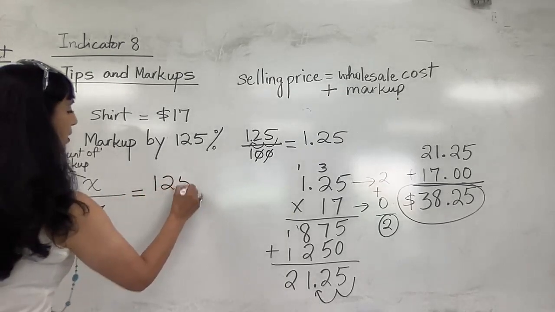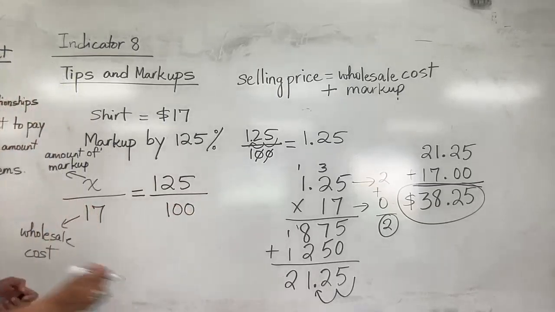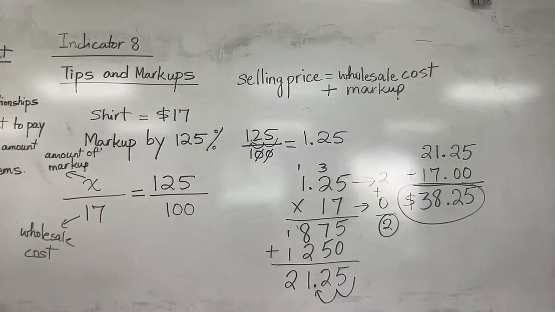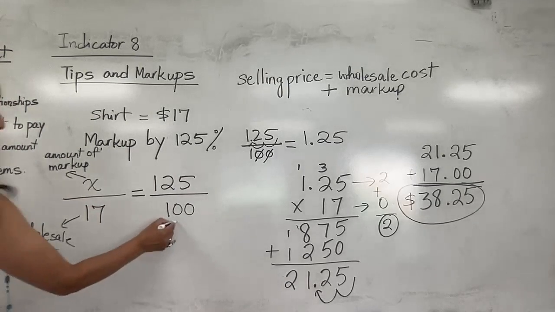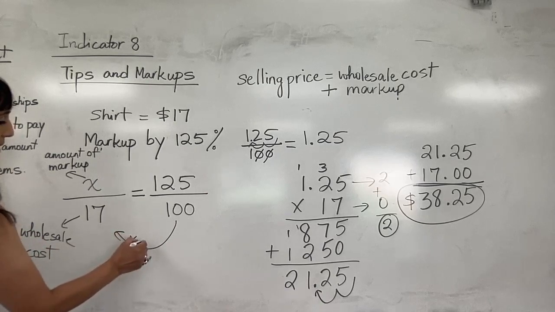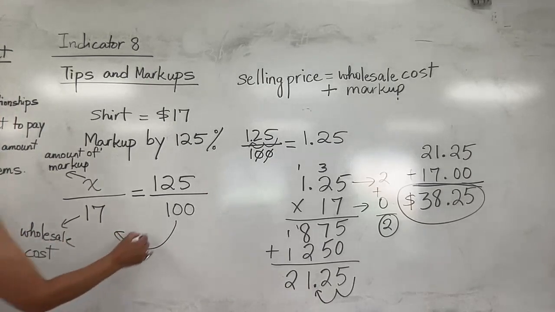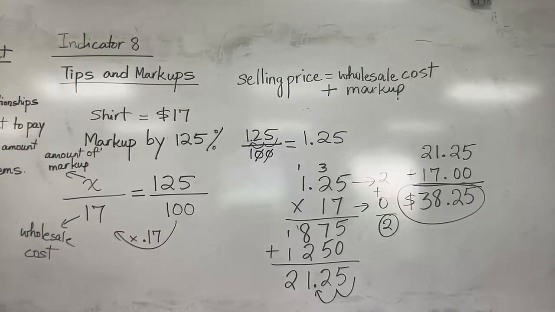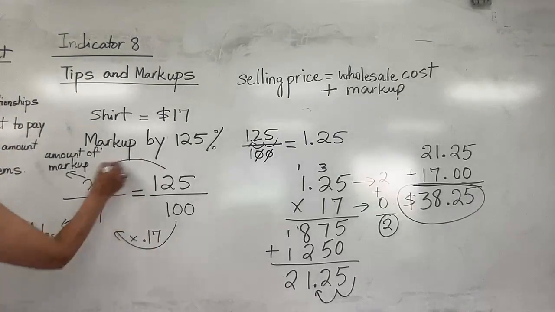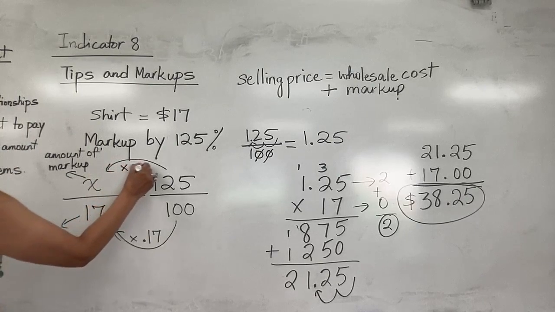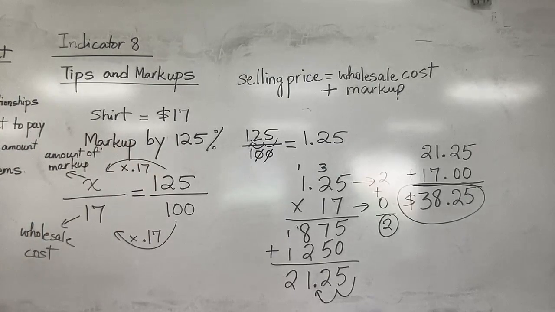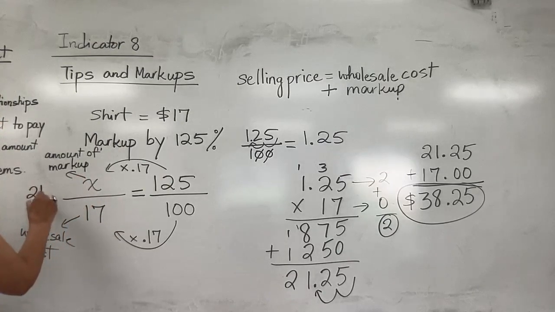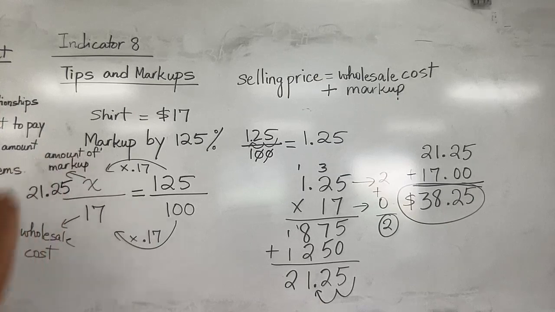is equal to 125%. So 125 over 100. Now, because 100 times 0.17 is 17, so whatever I do to the denominator, I do the same thing here. I'm going to times 0.17. And when I do 125 times 0.17, I am going to get 21.25, which is the amount of markup.